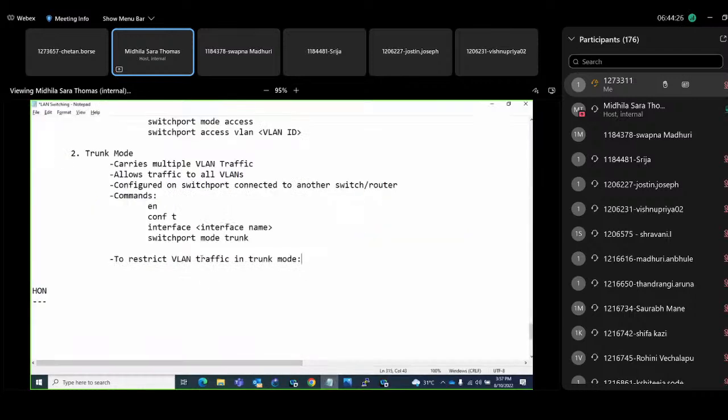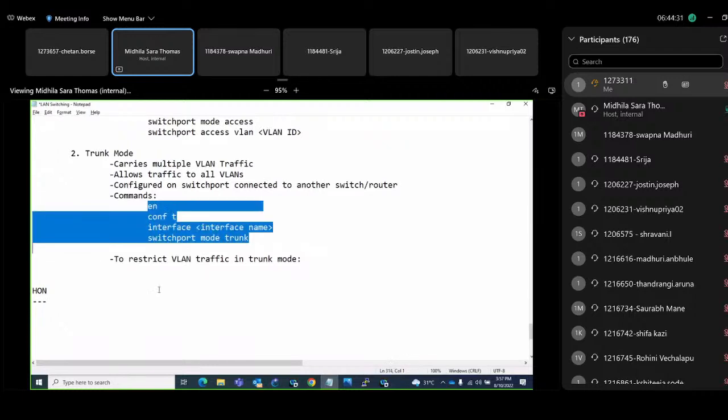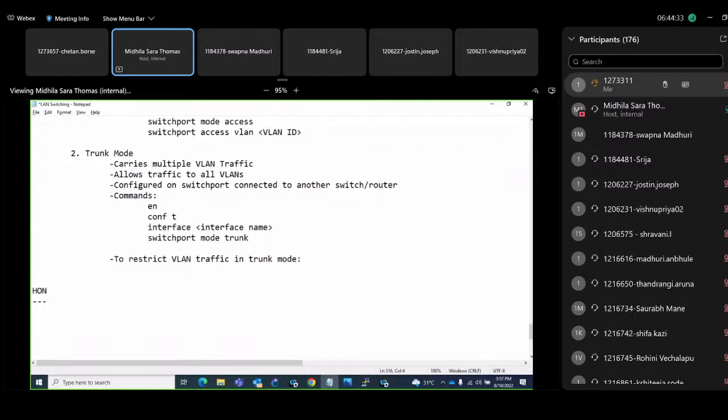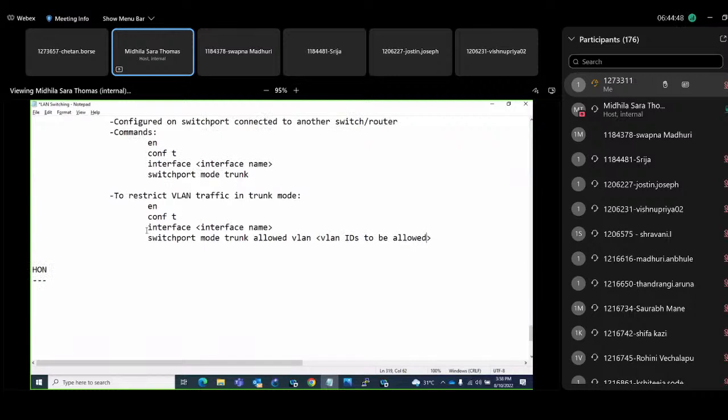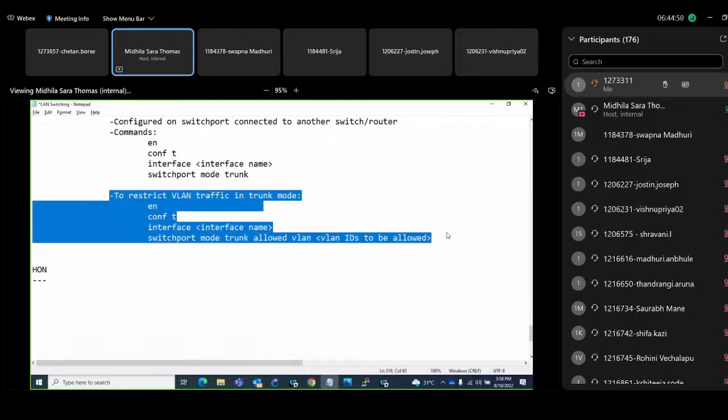You have the ability to restrict VLAN traffic. How? Let me copy paste again. Switchport trunk allowed vlan, and give the VLAN IDs you want to allow. That's it. Done. I'll paste it in the chat box. This also. Done.